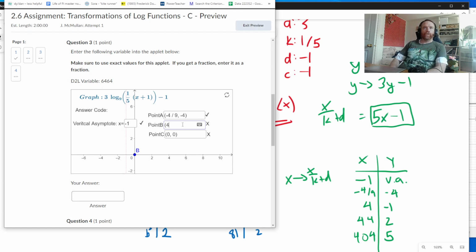Another point we could use is 4, -1. That point is right. Then we can go to 44, 2, and that point is right. And now I've got the graph drawn correctly. Now notice I could also change this last one to 404 and 5, and it doesn't change anything. It's still correct because it's just another point that's on that graph.